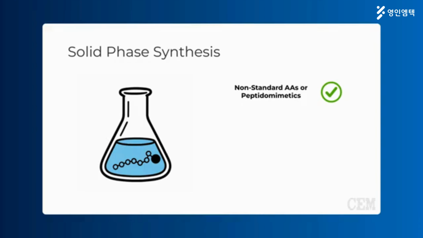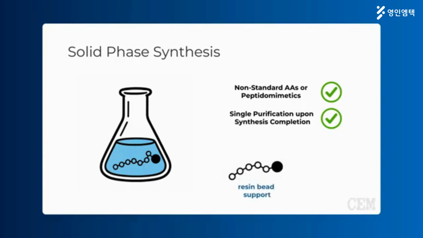Unlike LPPS, because the peptide is attached to a solid support, the tedious purifications and isolations required by LPPS are bypassed. While resin beads are the most commonly used solid support, other specialized solid supports exist, including discs and membrane sheets. SPPS is the most widely used method of peptide synthesis because it is efficient, scalable, and versatile.